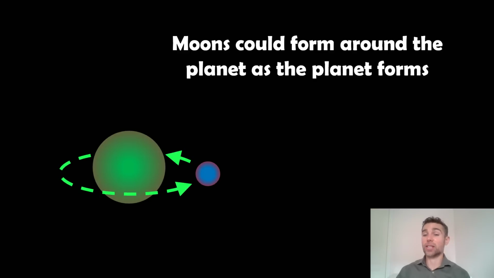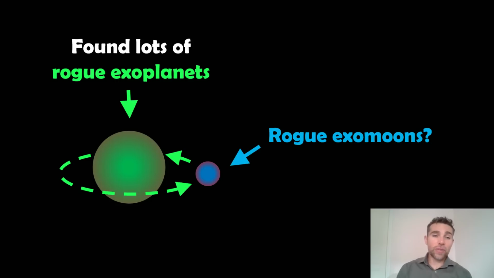So now we need to actually find them and detect them. We've found lots of exoplanets. The rogue ones, not quite so many. So we've found thousands and thousands of exoplanets, and I suspect about 10% of those thereabouts are rogue planets. These are planets without stars. So there's a smaller fraction of those, but there's still lots. We haven't really got any rogue exomoons yet.